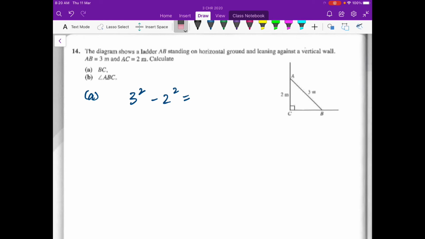Guys, shut up, guys. Five, right? Not 5 squared, huh? Okay, so this is equal to 5. Now, what does this 5 represent? Are you sure 5 equals to CB?